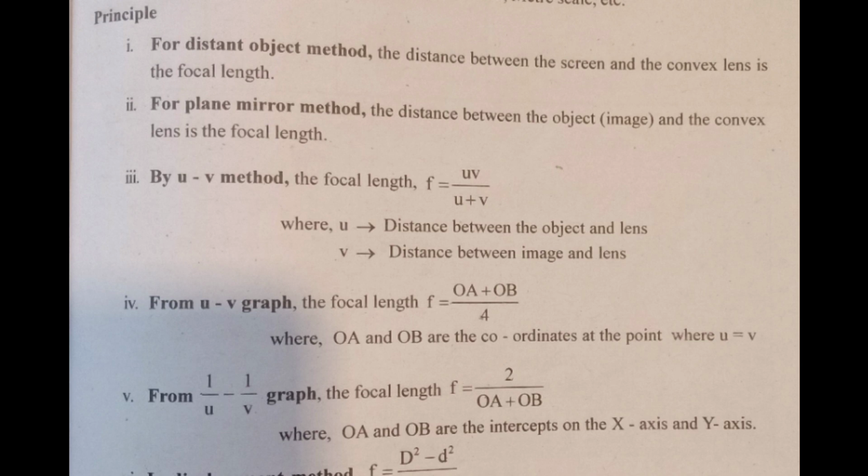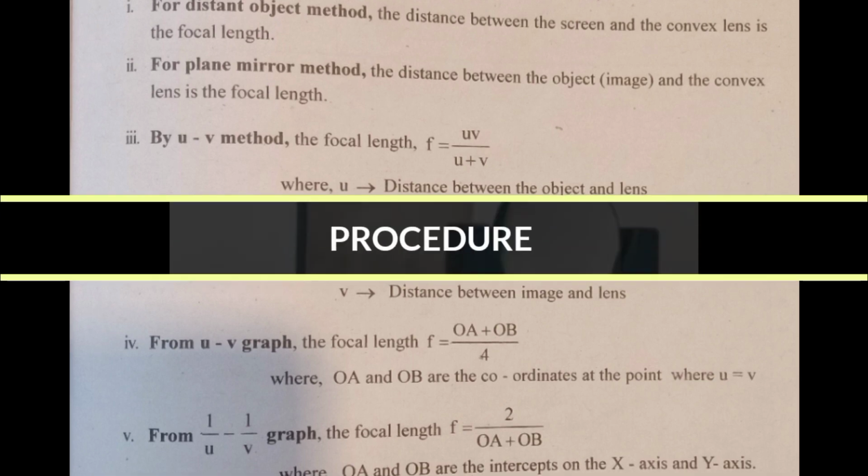And also we can calculate the focal length by using the UV graph, and the equation is f is equal to OA plus OB by 4. Okay, here OA and OB are the coordinates at the point where u is equal to v, so that we can find from the graph. And in the case of the 1 by u, 1 by v graph, the focal length is calculated by using f is equal to 2 by OA plus OB. Here OA and OB are the intercepts on the x-axis and y-axis. So these three equations with symbols specification you have to write down.